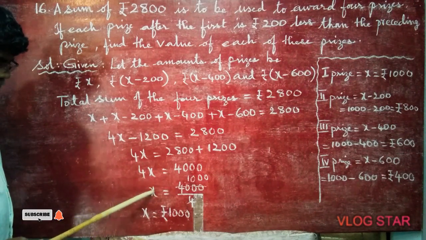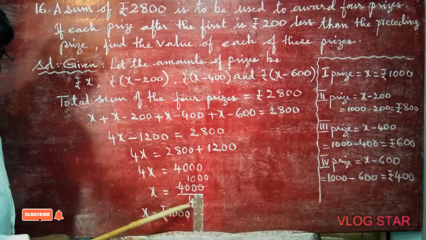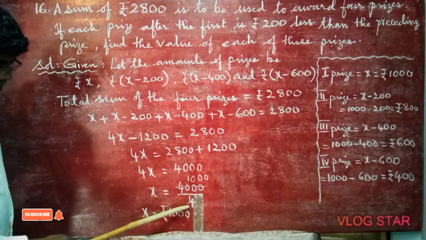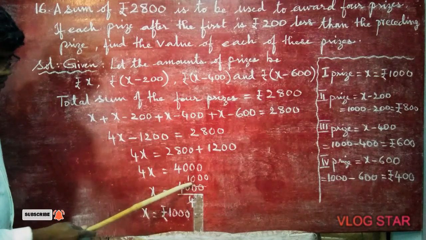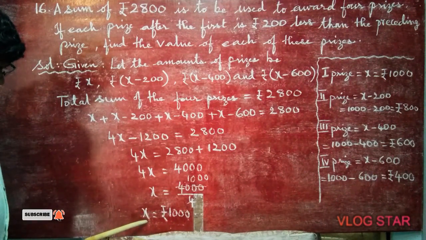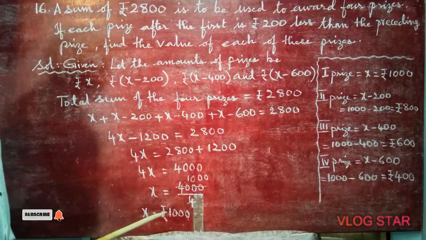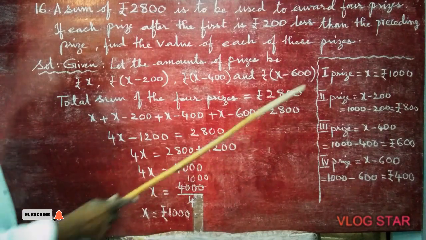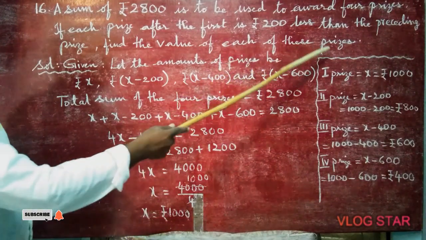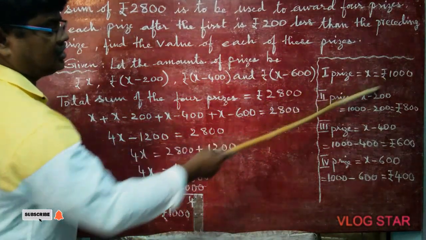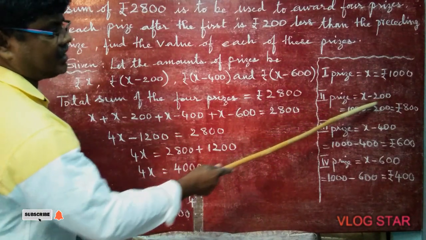4X means 4 into X; multiplication becomes division. X is equal to 4000 by 4. 4 goes in 4000 1000 times. So X is equal to 1000 rupees. So X, what we thought as the first prize. So first prize is 1000. Now they told us to find each prize. First prize X is equal to 1000. Second prize X minus 200.